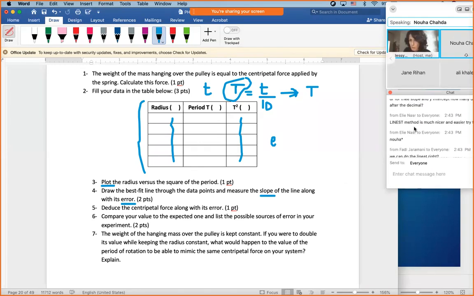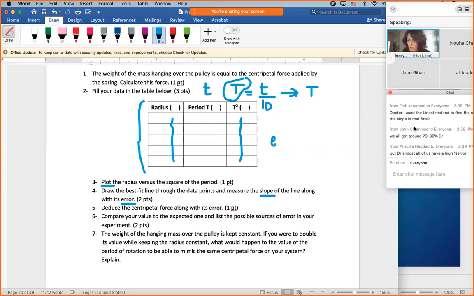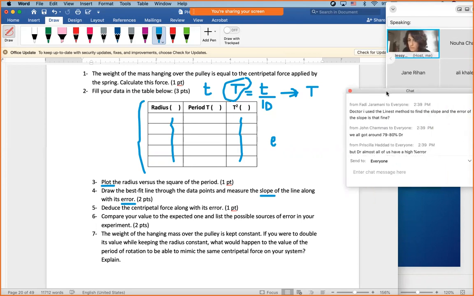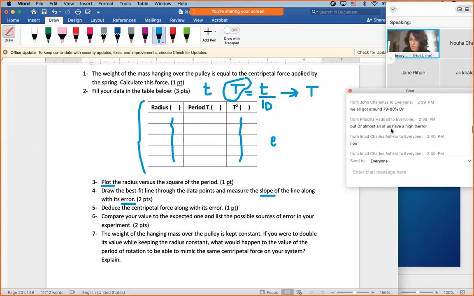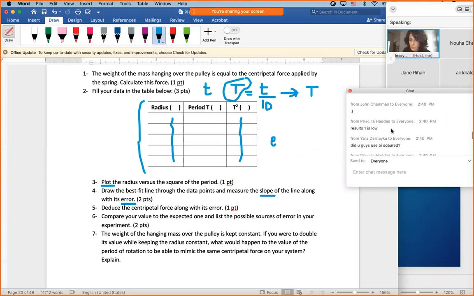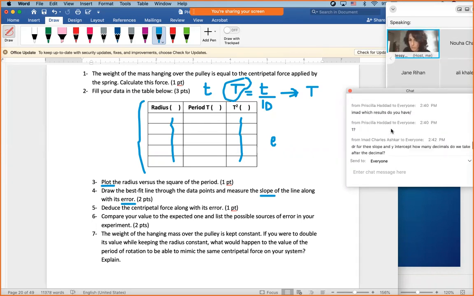Okay, people, I lost track of the chat. Let me go back to Noha's comment. Oh, that's a lot. Okay. All right. Anyway, I used the Linus method to find the slope and the error on the slope. Of course, you can do that, Fadi. All right, for the 80%, I got the idea. It was result number 2. Use pi squared. Where do we use? Yeah, so pi squared, I don't know what's about it, but yes, there's some pi squared in the equation.